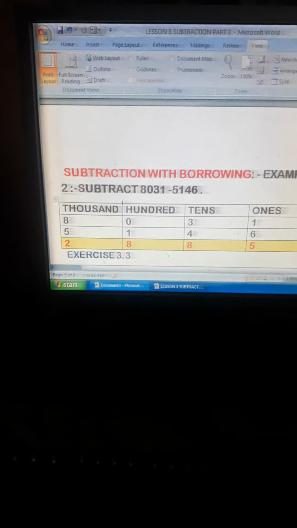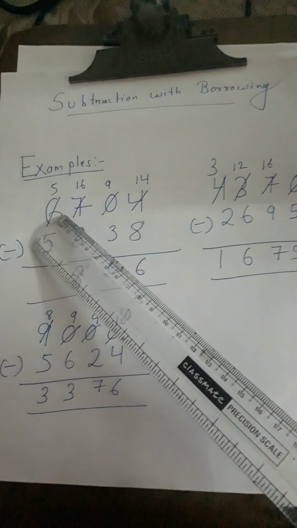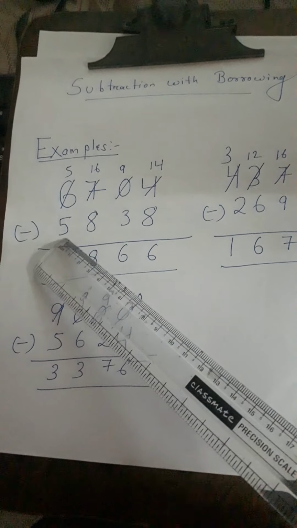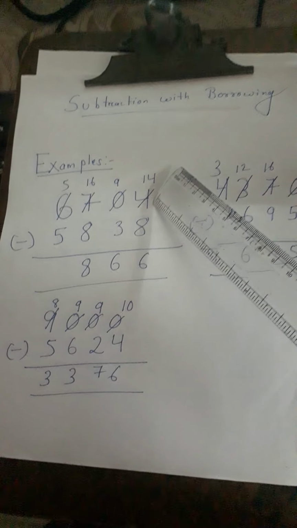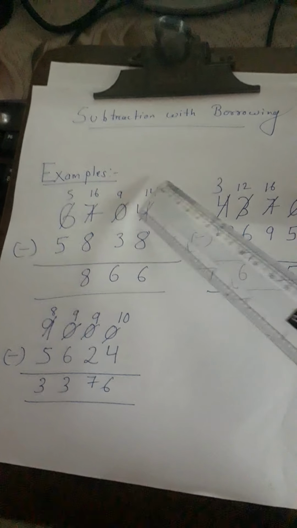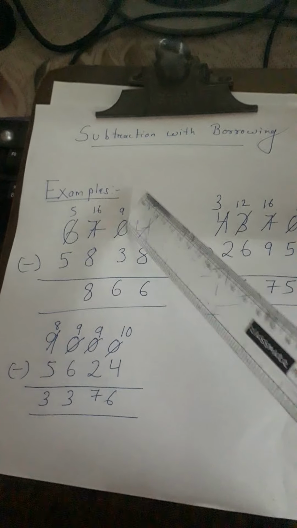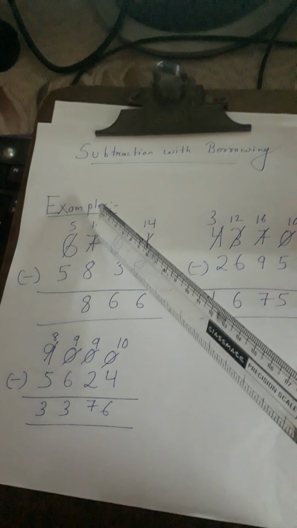A few examples I have done on a piece of paper. Let us see those examples. Subtraction with borrowing. A few examples I have done. 6704 minus 5838. From 4 it is impossible to minus 8. So we will borrow from the next digit. But the next digit is 0. So we will borrow from the hundreds place.